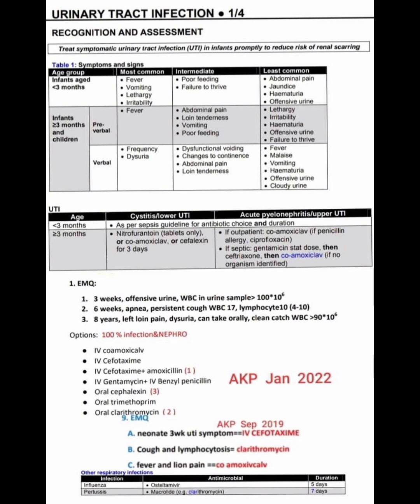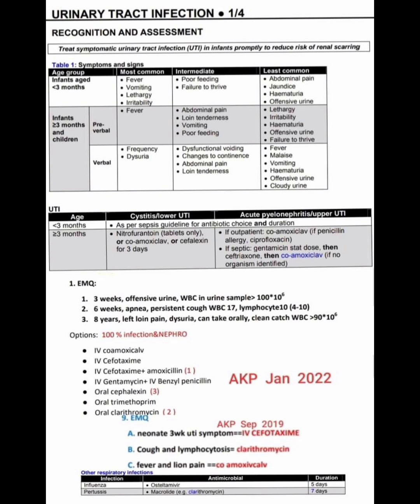Infant age more than or equal to 3 months and children, we can divide into pre-verbal and verbal. Most common are fever, and frequency and dysuria in verbal cases. Intermediate features in those more than 3 months old are abdominal pain, loin tenderness, vomiting, poor feeding, dysfunctional voiding, and change of continence. Least common presentations of UTI more than 3 months of age are lethargy, irritability, hematuria, offensive urine, failure to thrive, fever, malaise, vomiting, and cloudy urine.